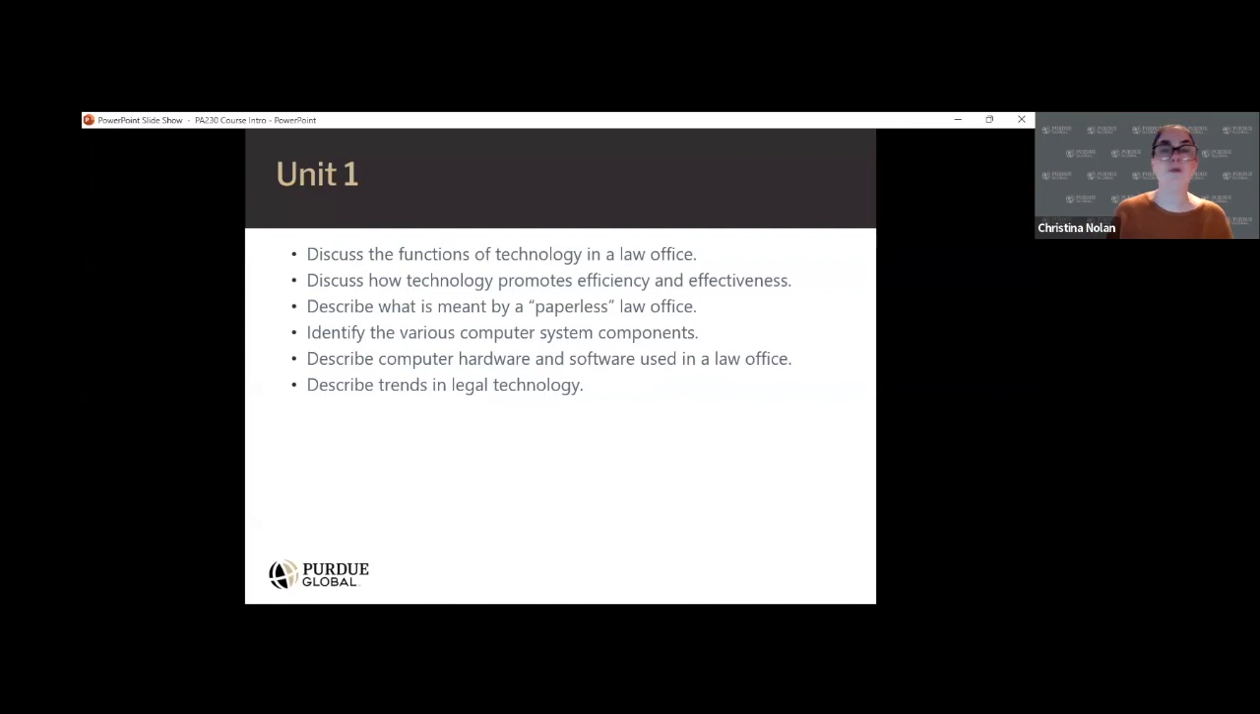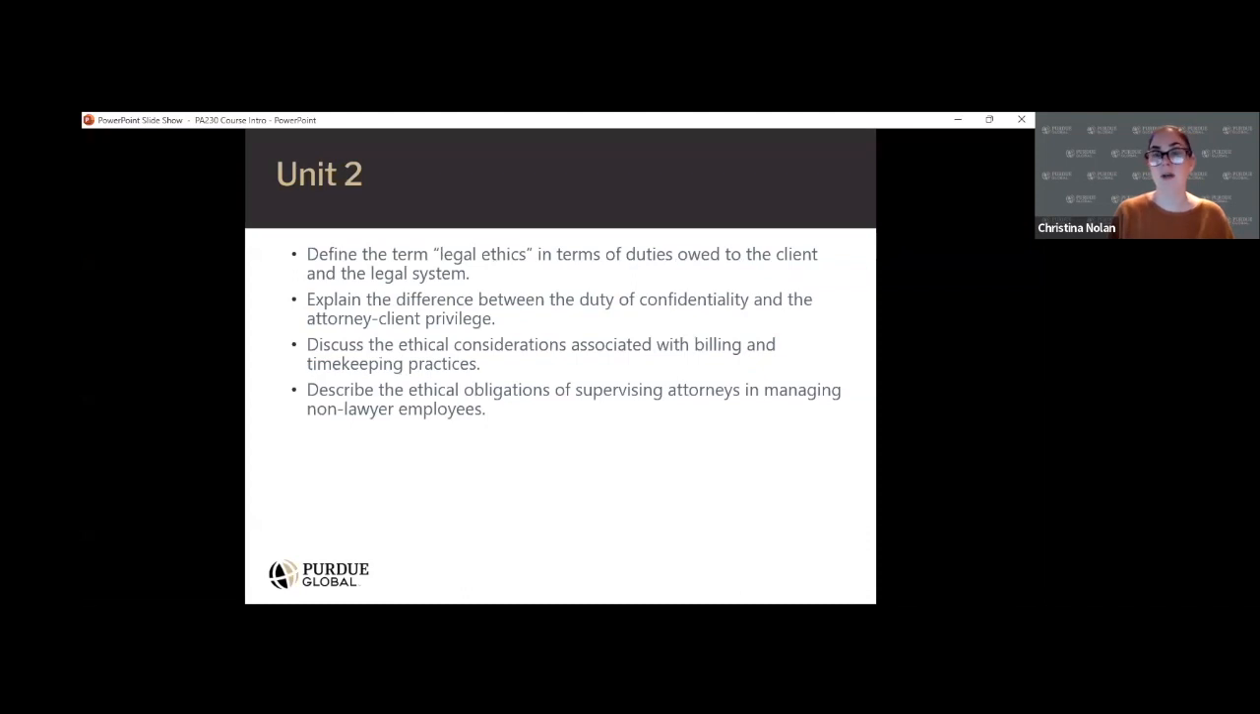What are the computer system components? What kind of software is used in a law office? And of course, trends in legal technology. Unit 2 really focuses on ethics. You will see many courses focus on ethics. Especially this course, it's particularly important.